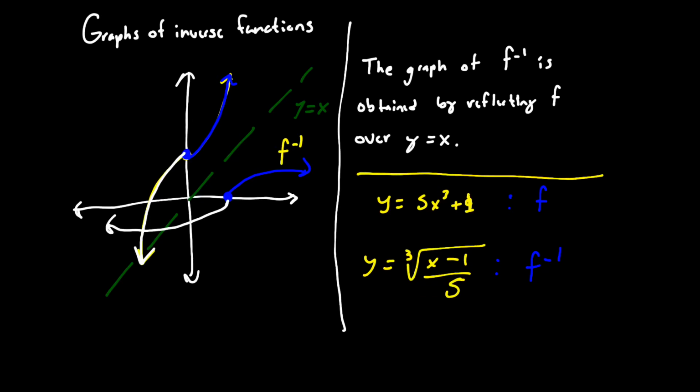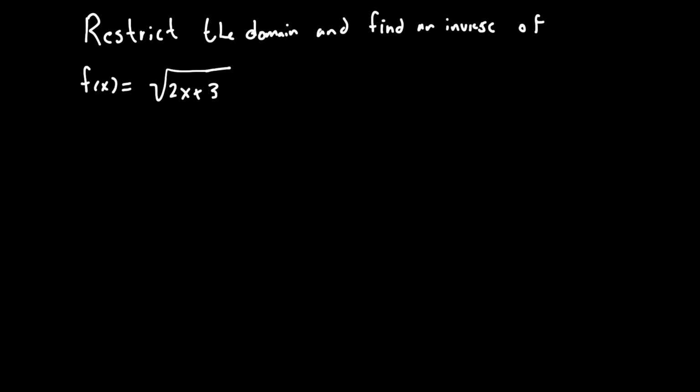Now let's go ahead and look at a few more problems. In this case, we want to restrict the domain so that our function is 1 to 1, and then find an inverse of the function f of x, which is equal to the square root of 2x plus 3. Let's go ahead and sketch a graph to see where our domain is going to be 1 to 1. So the general shape of the square root function looks something like this, and we know the square root is already 1 to 1, but this square root function is shifted over to the left by 3 units.